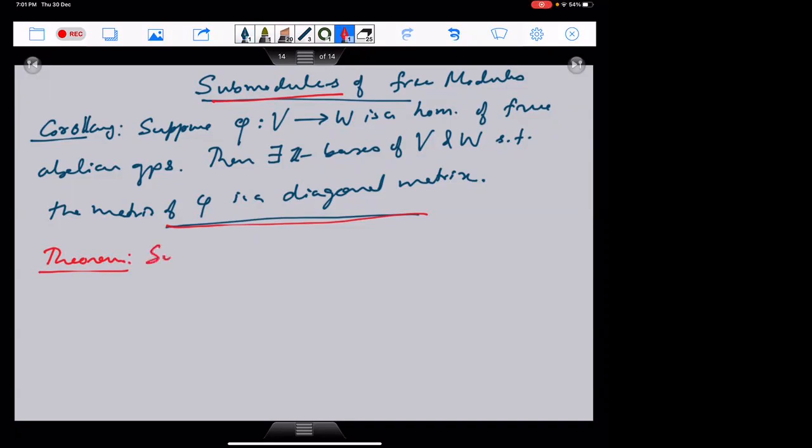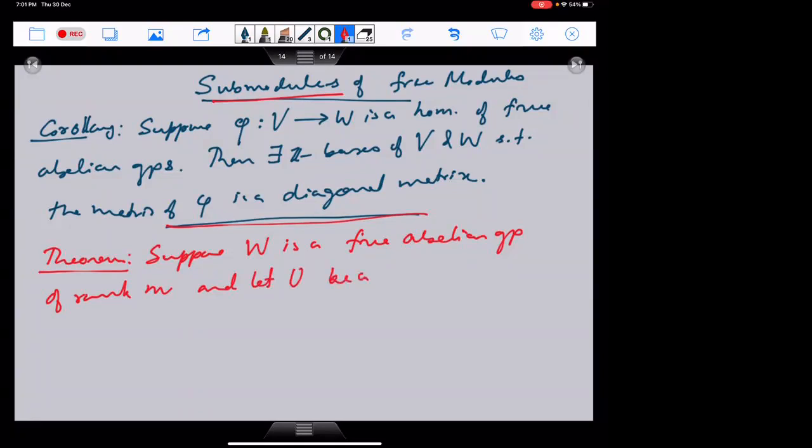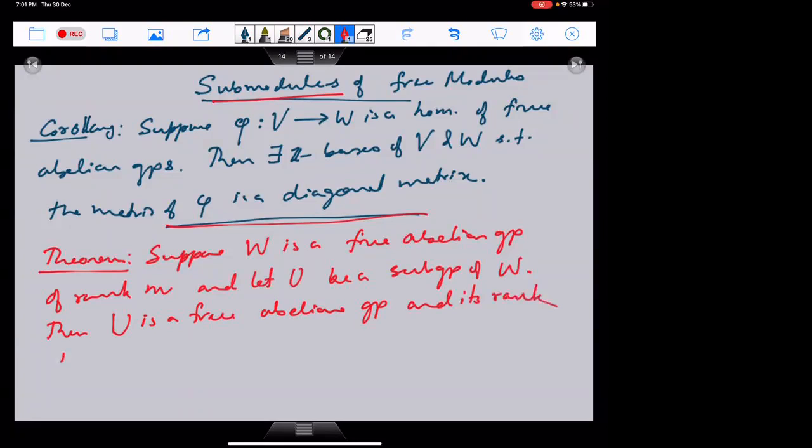Suppose W is a free abelian group of rank M. That means it is a Z module and rank is M. And let U be a subgroup of W. Okay. Then U is a free abelian group and its rank is less than or equal to M.